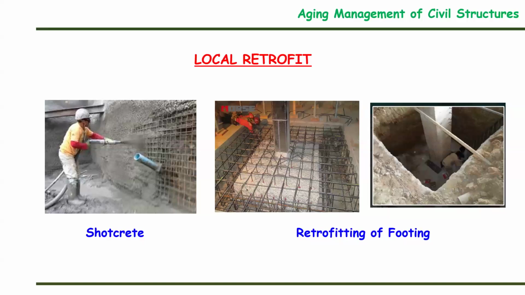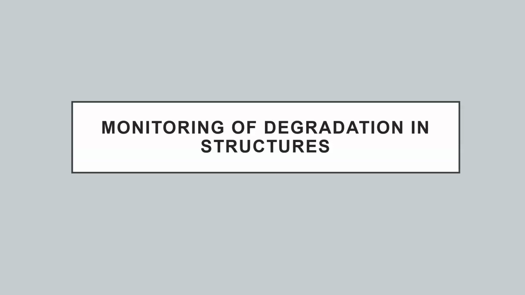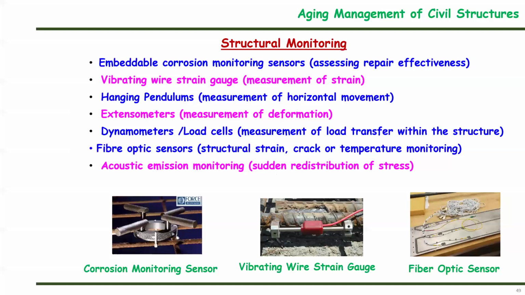And in the right side figures, I have shown local retrofitting of footings, where the cross-sectional dimensions, plan dimensions and thickness have been increased, and additional reinforcement has also been provided to improve the strength of the footing as an option of local retrofit. Now, the fourth step in the effective aging management program would be the monitoring of degradation in structures.